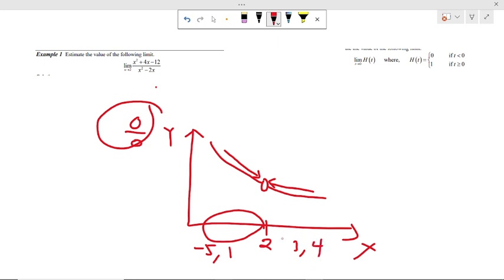And we evaluate these numbers in this function, right? And we get values that are close to a particular point, and that will be the limit of the function.